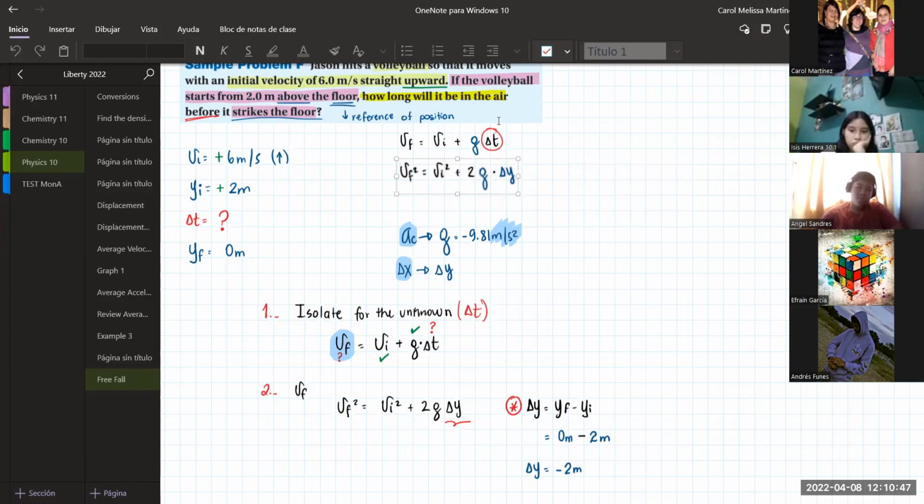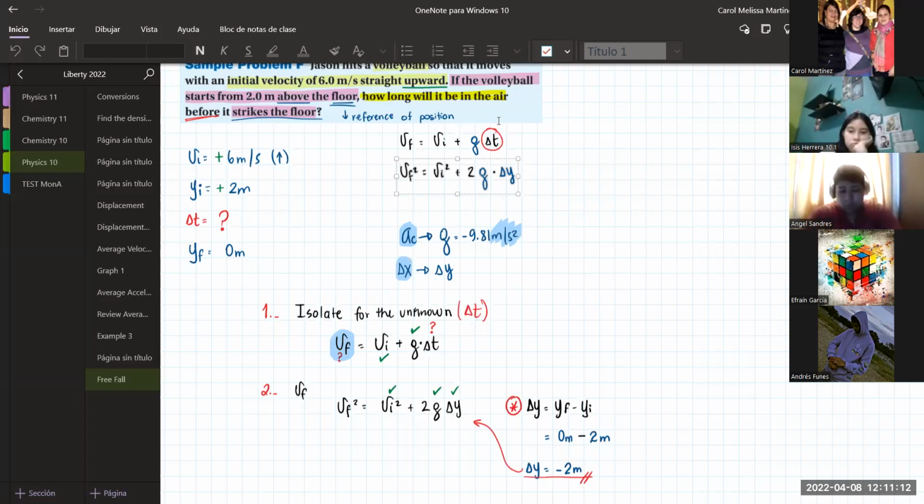So with this, now I'm going to replace it in the formula. Now I know delta y. I know my initial velocity, that is 6. I know my gravity, and now I know delta y. So I can easily get the final velocity. But because it's raised to the second power, we need to take a square root at the end.